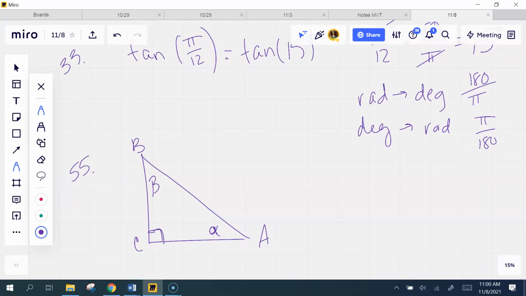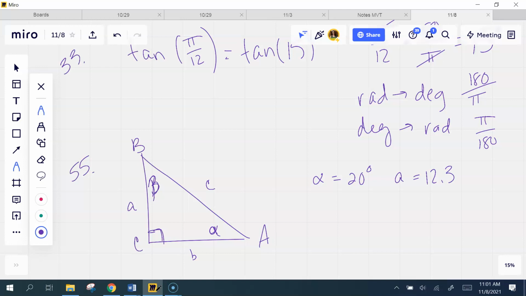This is 55. I just want to show you how this is set up. So on 55, it tells you that little alpha is 20 degrees. It tells you that little a is 12.3, and it tells you to find every other variable in the triangle. Okay, so you have to remember, one, there's 180 degrees in a triangle. Two, Pythagorean theorem, a squared plus b squared equals c squared. And this is a fancy b, it's a beta, a capital B, capital beta. That one should be easy for you, it just looks rough.